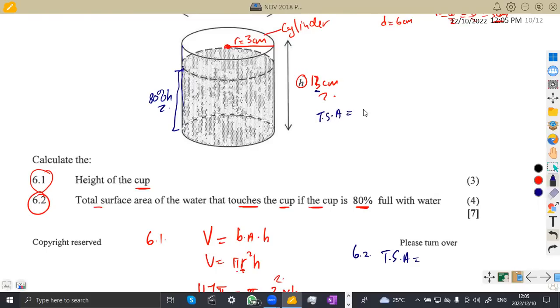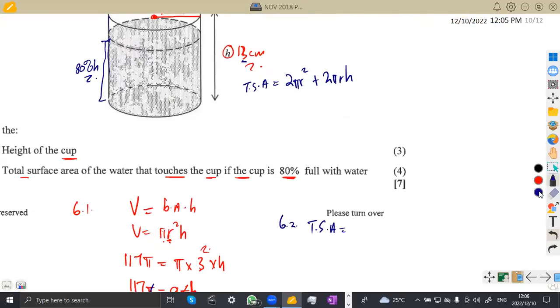The total surface area of a cylinder, we are given 2 circles here. So it's supposed to be 2 pi r squared plus 2 pi r h. All right. So what we are actually dealing with is the total surface area of the water, the one that we have. So we are going to have the base here of the circle and another one on top. And the radius, remember, is 3. So let's write our formula here, 2 pi r squared plus 2 pi r h. But here we are going to multiply by 80%.